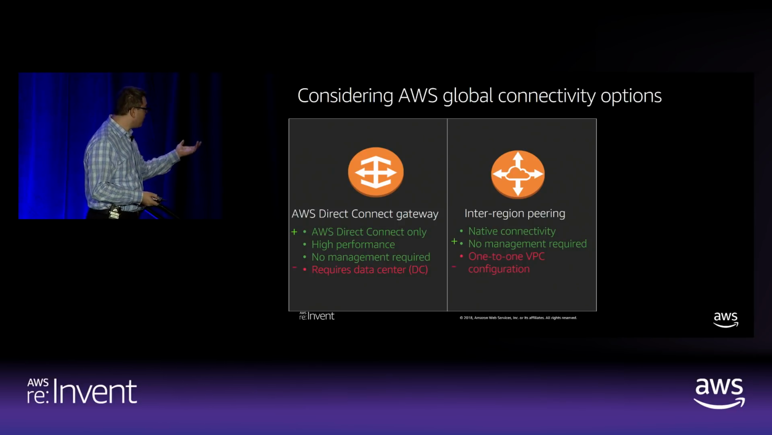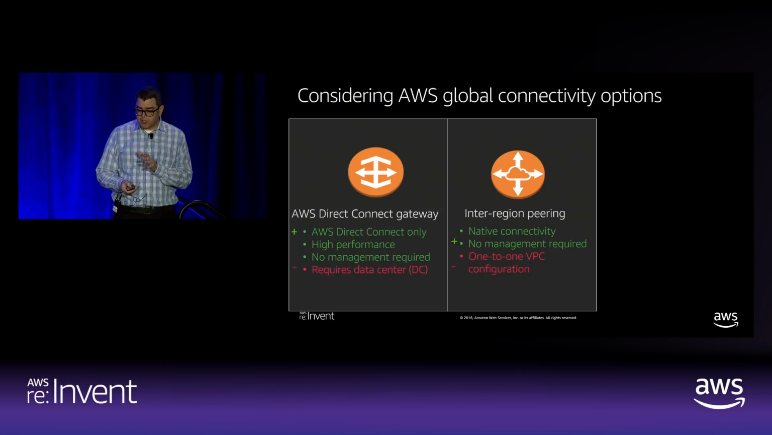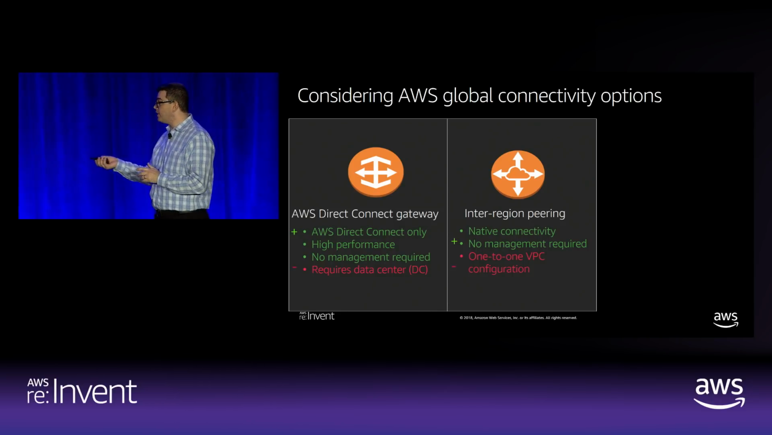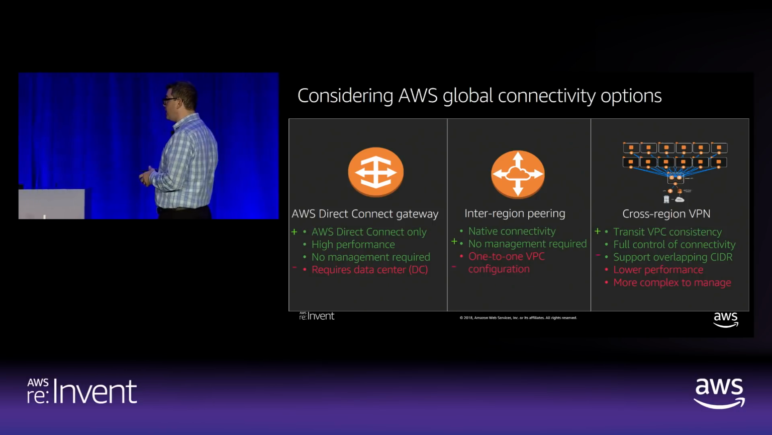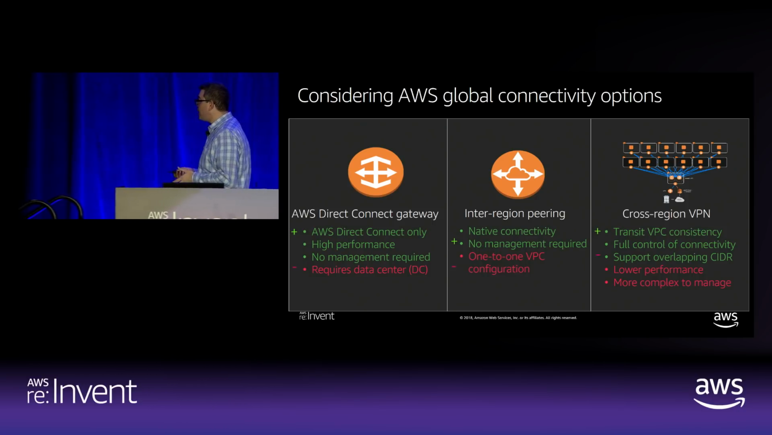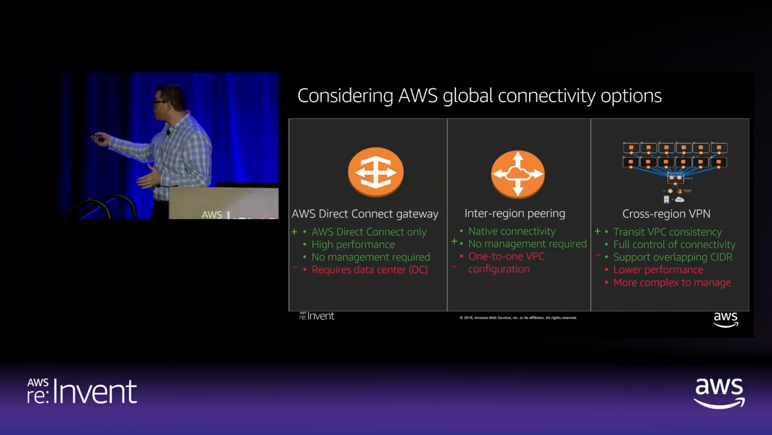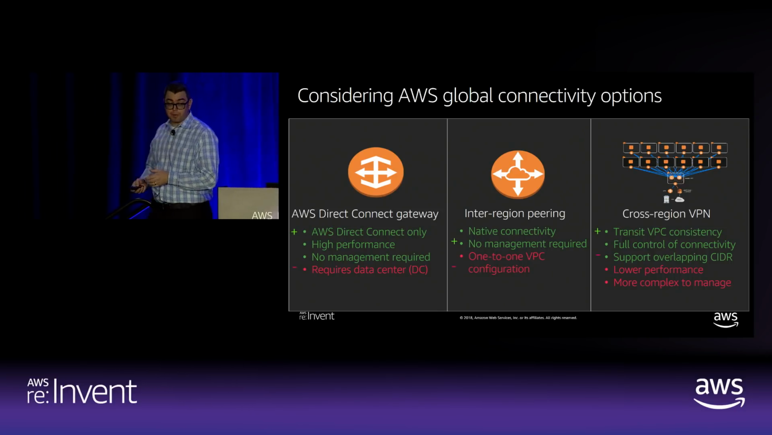Inter-region peering is another one. Again, it has many of the constraints that you'll find in VPC peering, but inter-region peering will allow native connectivity. There's no management required, but again, you have that full mesh necessity. Finally, cross-region VPN. Cross-region VPN allows for transit VPC consistency because you can use the transit network. It's full control of connectivity, and that minus should be down below. It supports overlapping CIDR blocks.